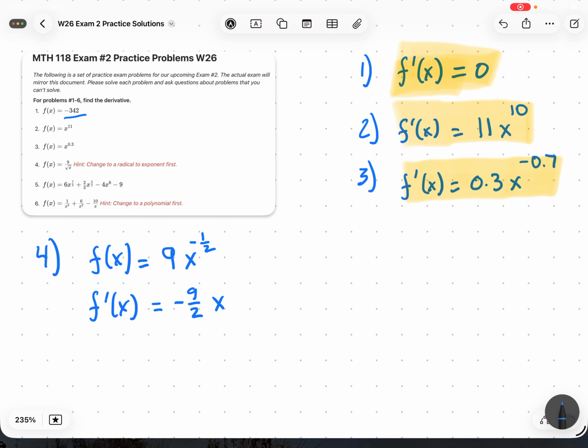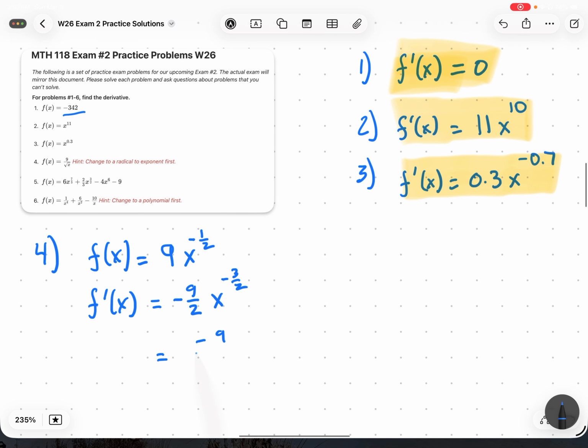Here's where I need to be extra careful. The power on x is going to be negative 1/2 minus 1. When you do that math, you get negative 3 over 2. And in terms of our exam, I'm going to recommend that you just leave it like this. There is a way we can rewrite this back into radical form, and I suppose I could show you that if you want to see it. It's going to look something like this.